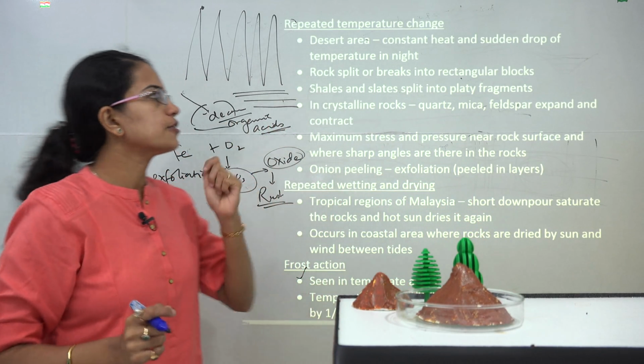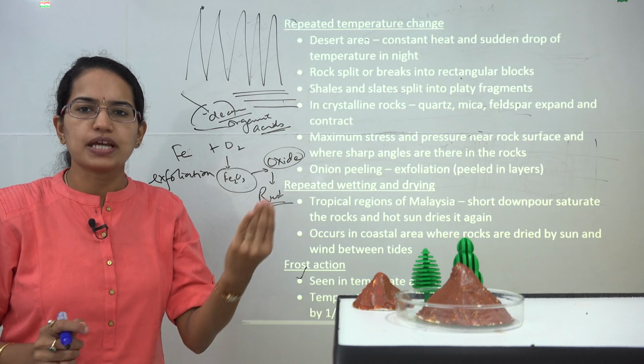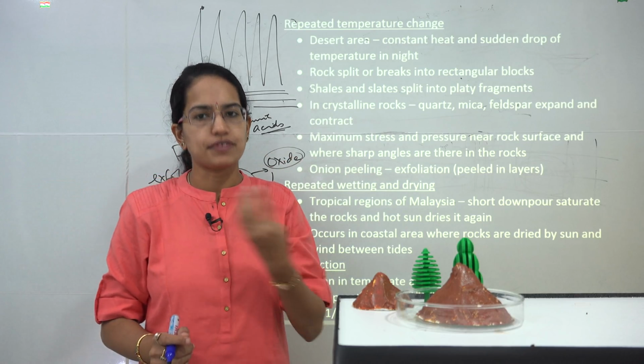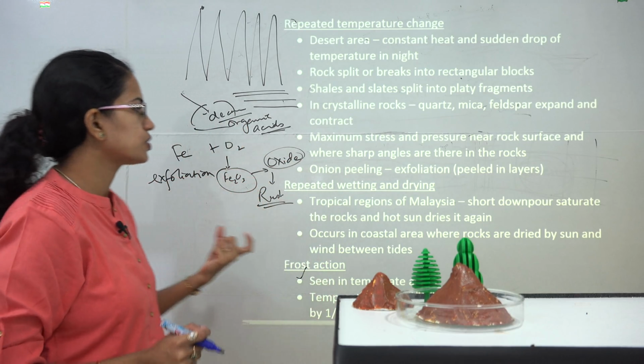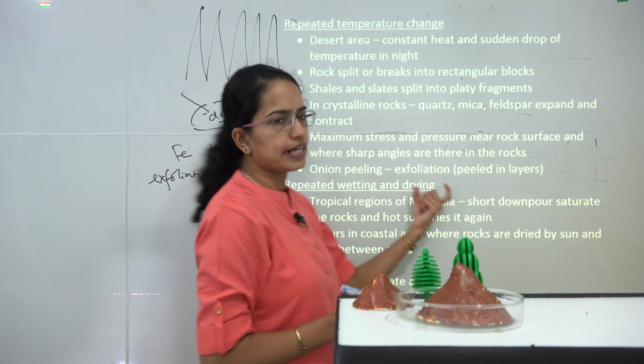Similar to that, due to repeated temperature changes, you would have a peeling that would appear similar to what you have in the onion, and that process is known as exfoliation. The next is repeated wetting and drying.